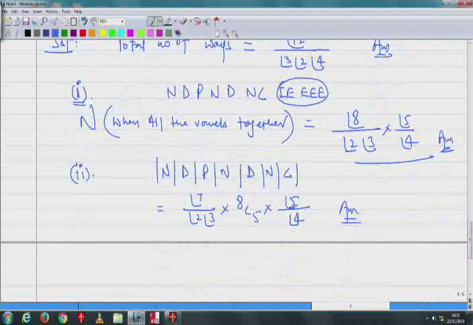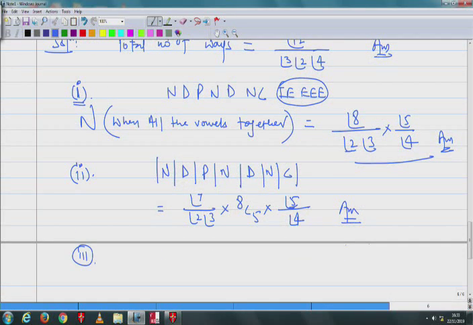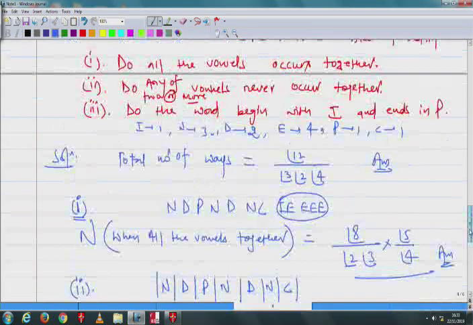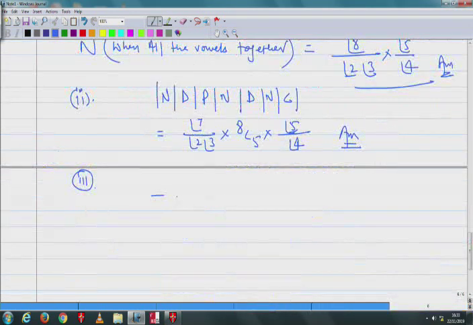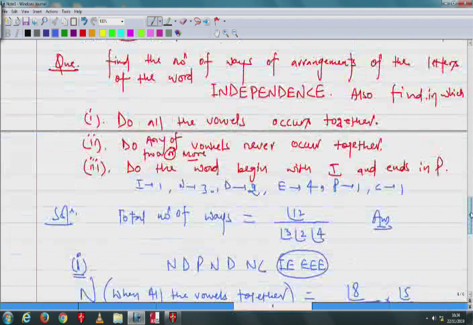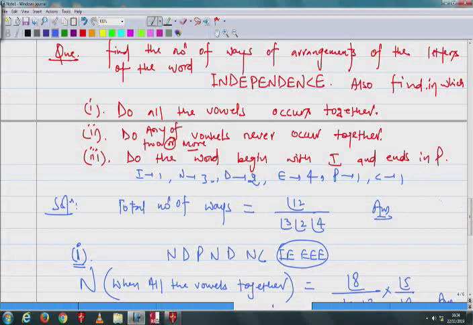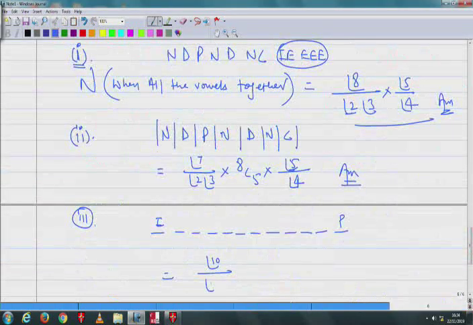Next, third part. Do the words begin with I and end in P? Here we have fixed I and here we have fixed P. Now the whole struggle is for the remaining 10 places. So 10 factorial divided by how many? I and P both are 1, 1. So, of course, we have to divide by 3 factorial, 2 factorial and 4 factorial.